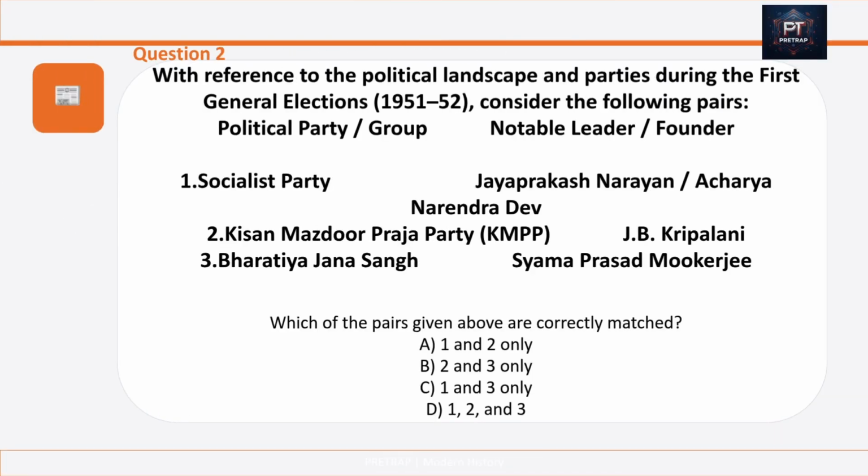Question number 2 is with reference to the political landscape and parties during the first general elections. Consider the following pairs. One side is political party and another side is notable leader or founder. Number 1 is Socialist Party, which was founded by Jai Prakash Narayan or Acharya Narendra Dev. Number 2, Kisan Mazdoor Praja Party, J.B. Kriplani. Number 3, Bharatiya Jan Sangh, Syama Prasad Mukherjee.